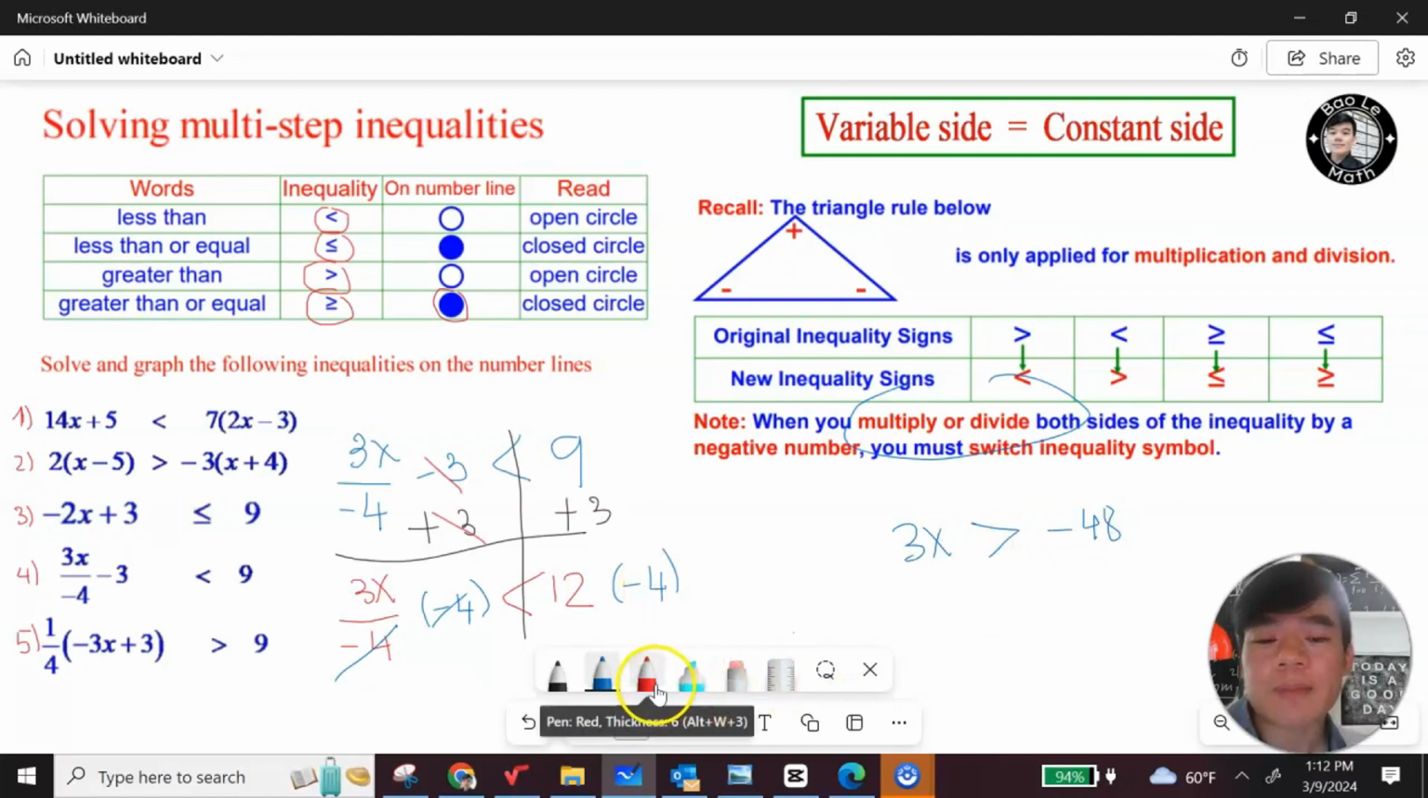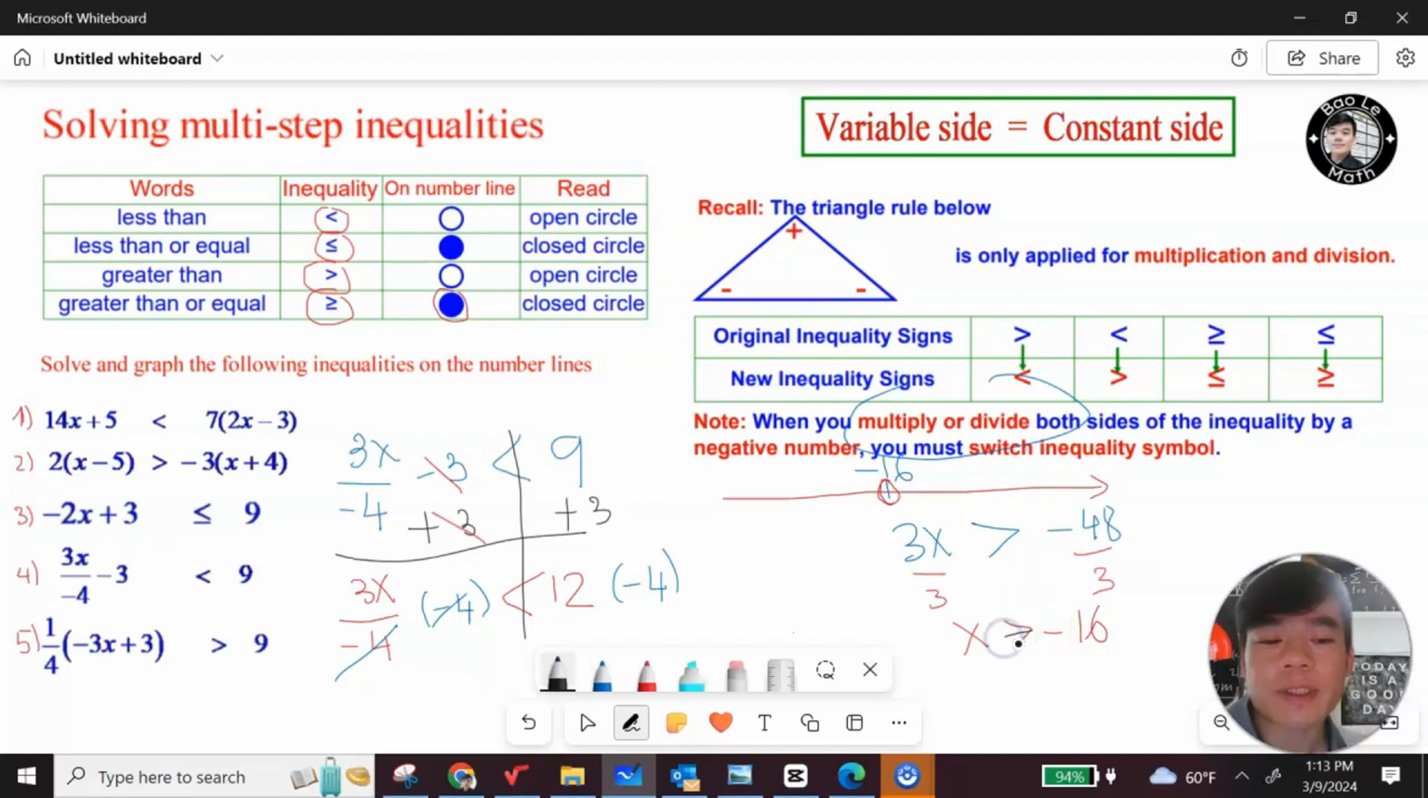And then you need to divide both sides by 3. So s greater than negative 16. Then I need to draw a number line right here. I put negative 16 right here. This is greater than with no equal sign, so this should be an open circle. Now I put a line right here. The arrow points to the right, so the answer is negative 16 all the way to the right. This is my answer.